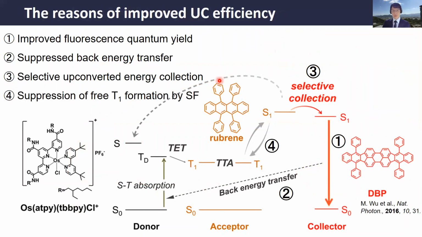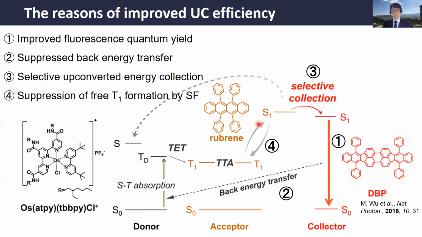So why was the upconversion efficiency improved? There are several reasons. First, this DBP is kind of isolated in the solid, so it shows the improved fluorescence quantum yield. And second, this back energy transfer from this collector to the donor is largely avoided because of the large separation, large distance between this DBP and donor. And third, this energy collection process is very selective against the back energy transfer because of the larger rate constant from this rubrene to the DBP than this to the donor.